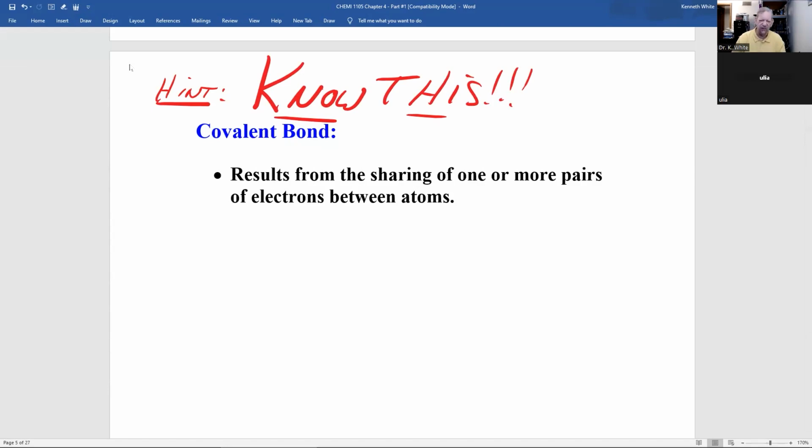Subtle again, hint, know this. And the covalent bond results from not transfer, but the sharing of one or more pairs of electrons between atoms. Again, the key thing here: the covalent bond results from sharing one or more pairs of electrons between atoms. Hopefully you all know pair means two. Again, pair means two. I like my special effects. Anyways, you should know a covalent bond results from sharing of one or more pairs of electrons between atoms.